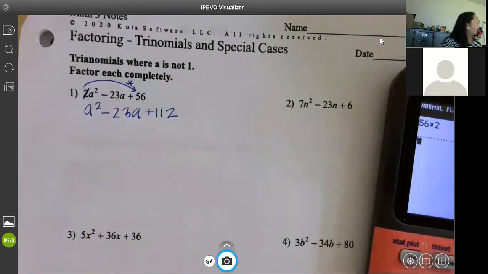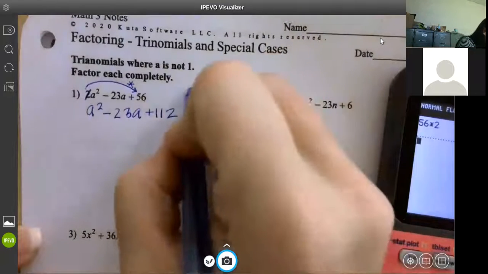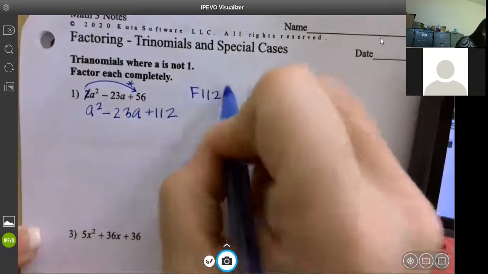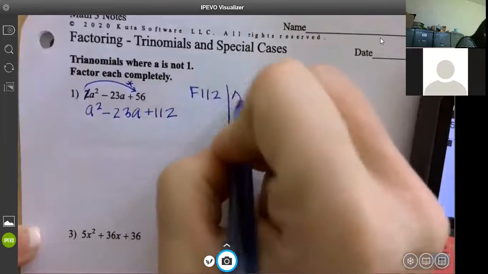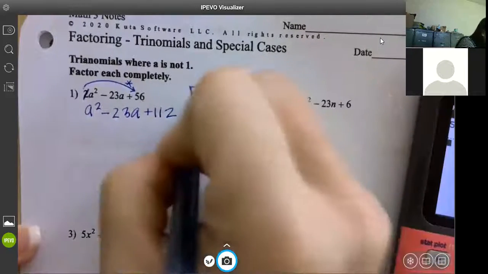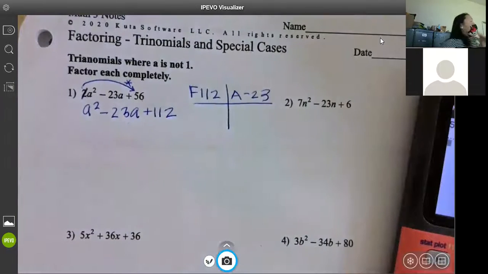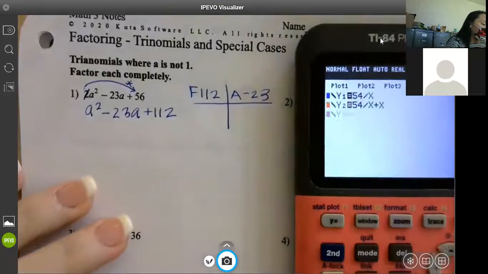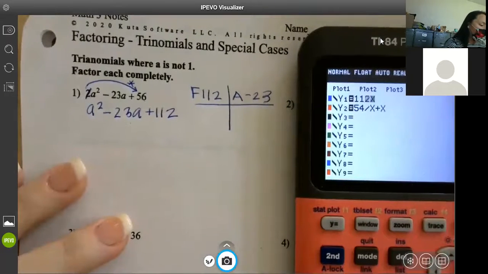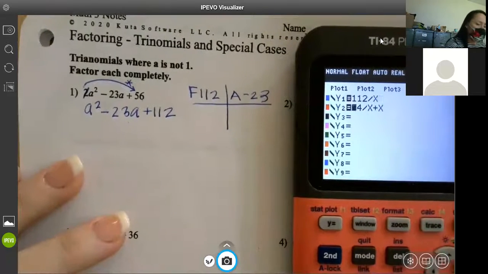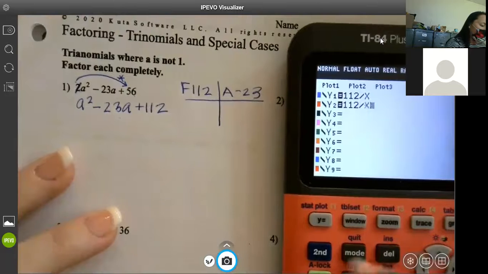Now you just do what you did yesterday. I need factors of the last 112 that add to negative 23. And if you're like me, and I've been doing this for a million years, I don't know my factors of 112, and I'm not going to sit here and list them all out. I'll do it on my calculator. So remember what I said, we're going to put it in our calculator: 112 divide x, and then 112 divide x plus x.